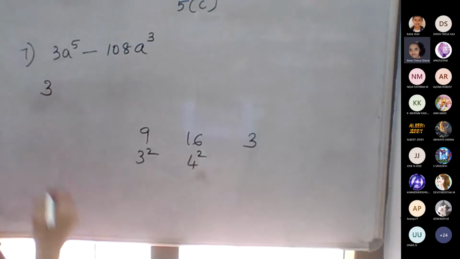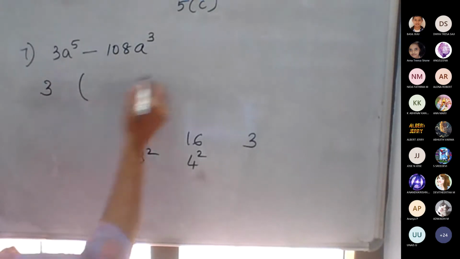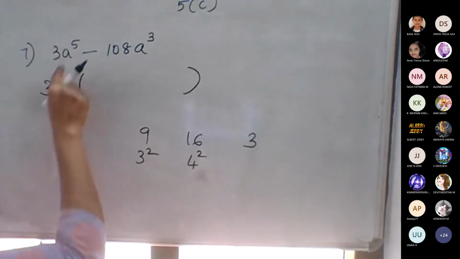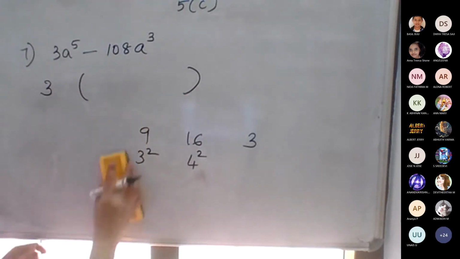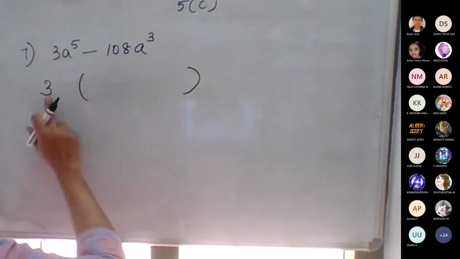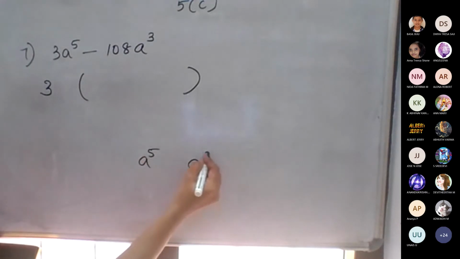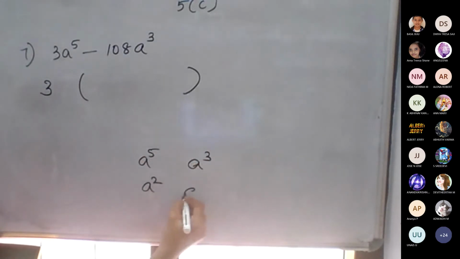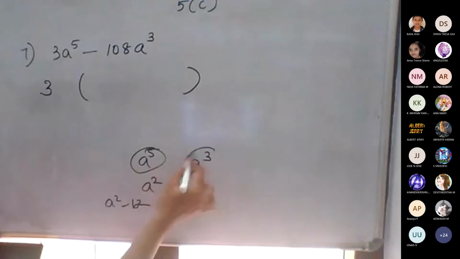So we can take the common factor outside. Outside we take a raised to 5 and a raised to 3, the least one we have to take common. So from 3 and 108, we took 3. If it is a square or a raised to 4, we can write a square minus b square form. But it is an odd number.